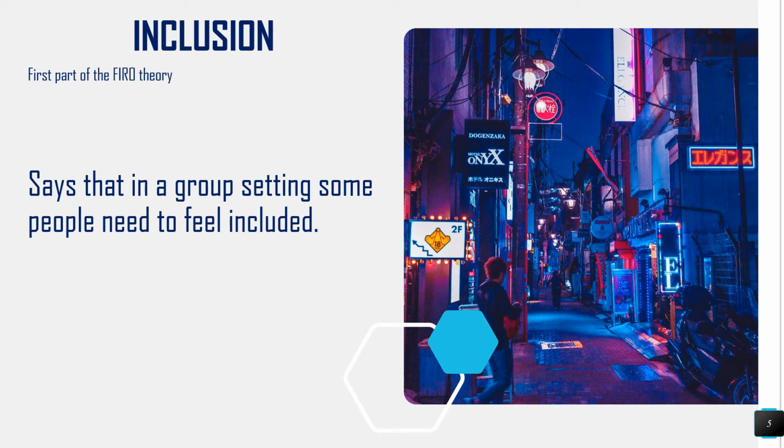The first part being inclusion. This part of the theory basically states that in a group setting, some people need to feel included. However, this can work two different ways. One being a person needs to feel like they are being included in the group, or two, a person feeling the need to make sure everyone else in the group is feeling included.